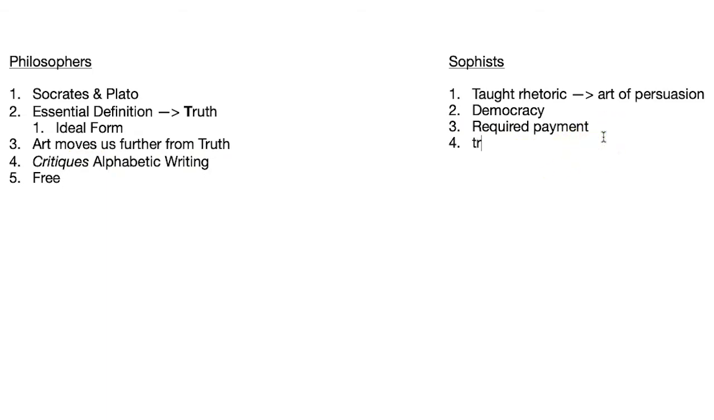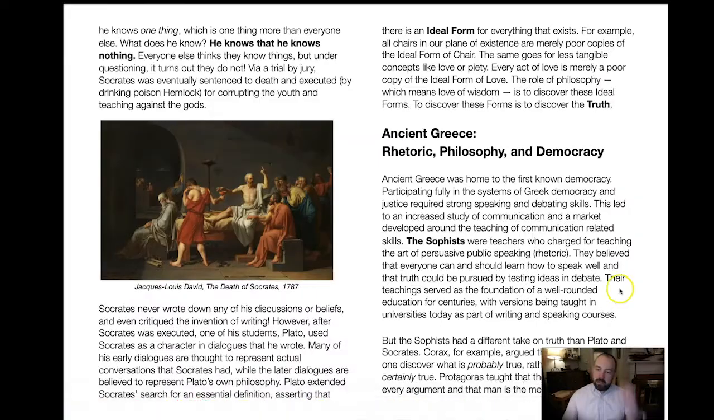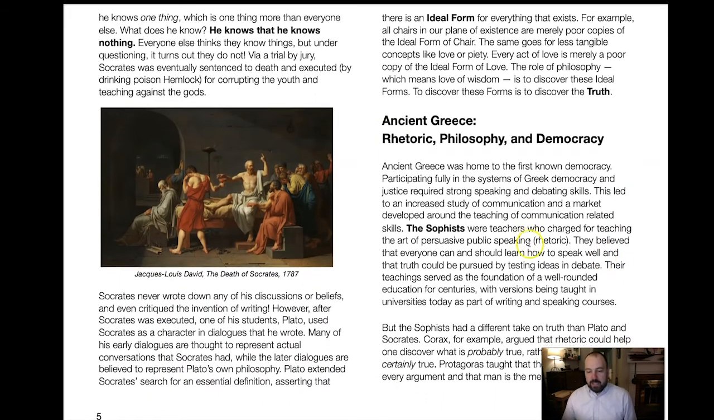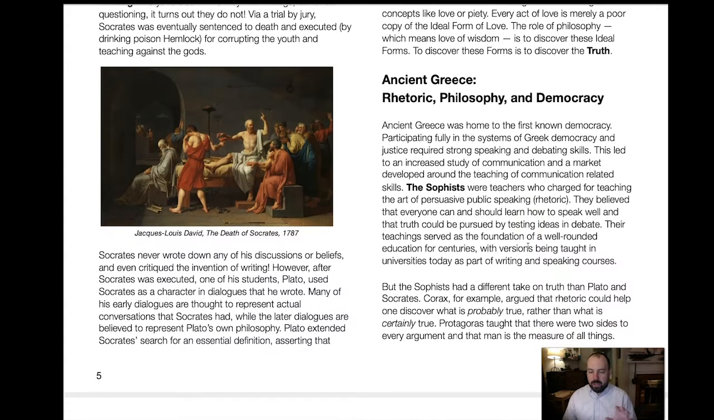Now, the other thing that's important here is that the concept of truth is a little different. And I'm using a lowercase t here in contrast with a big uppercase T truth over here. So why am I doing that? Well, if we go back over here, what I say here is that the sophists had a little bit of a different take on truth than Plato and Socrates. So let me back up. Corax argued that rhetoric could help one discover what is probably true. Probably true. That's the lowercase t true that I'm talking about. Most likely, pretty certain, probability.